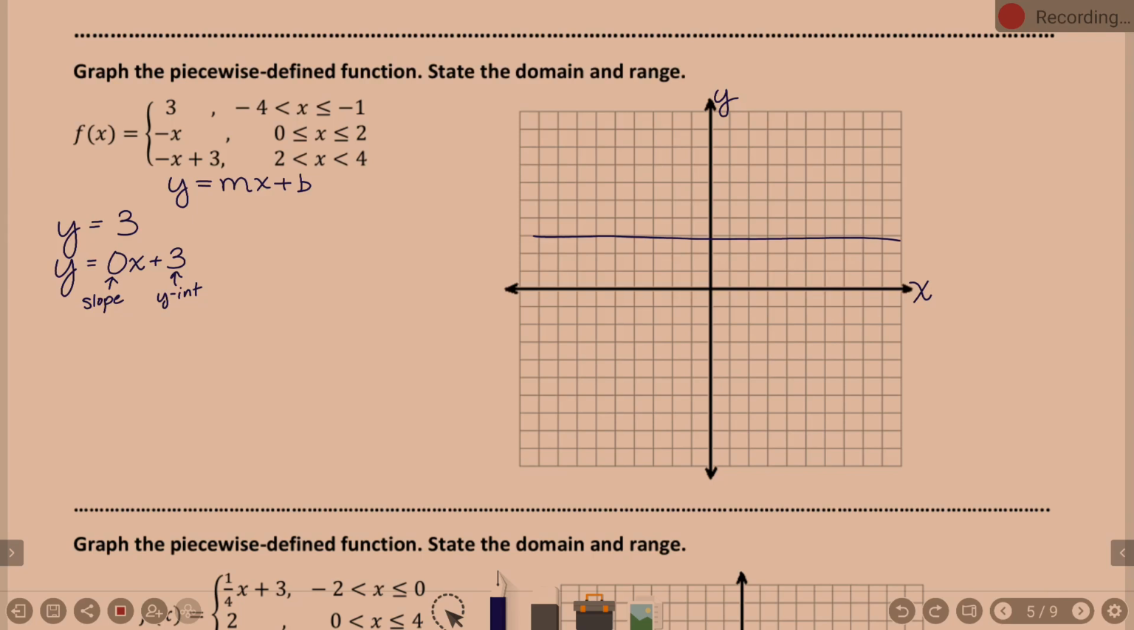So now, let me undo my piece. We want that line. We're up here at 3. I'm going to put some light dots. I'm not going to keep them all, but that's kind of the idea of where we are. We only need it from -4. When is x -4? -4 to -1 on the x-axis. So we only need that piece right there.